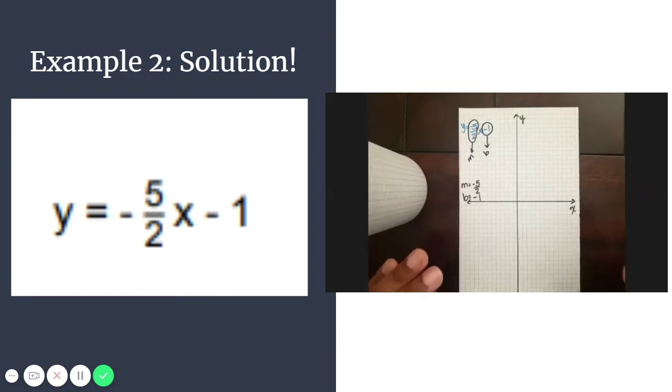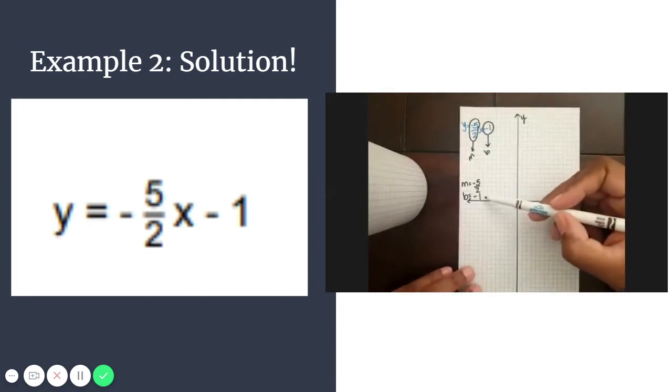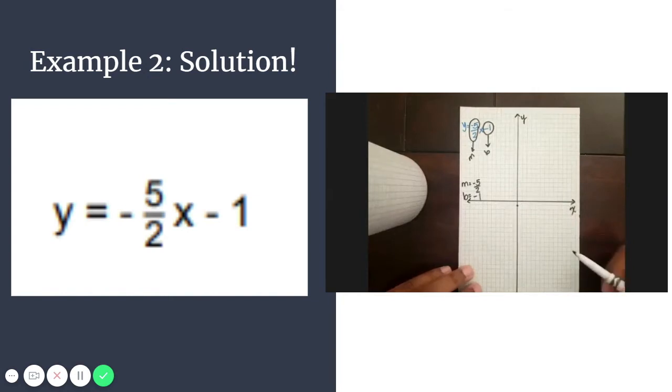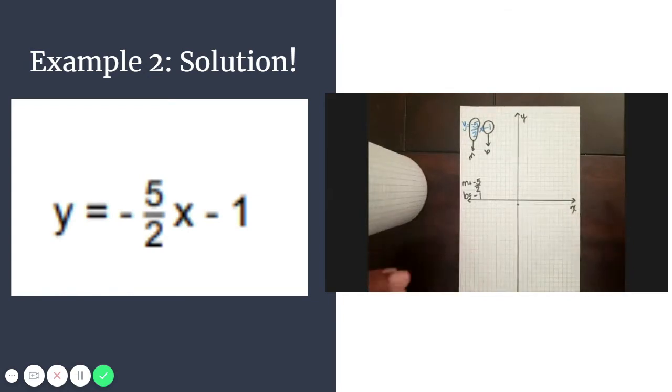We're going to plot our y-intercept first on our y-axis. So here our y-intercept is -1. So I'm going to plot that on our y-axis. Then I want to use my slope to plot my next 2 points. Remember, we want to use 3 points.